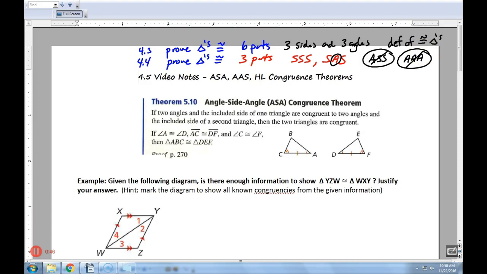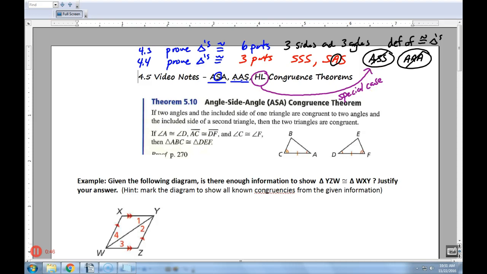Well, it turns out that there's 3 more shortcuts that all work. So the 4.5 notes, just to let the cat out of the bag: as long as you have 2 angles and a side, the order doesn't matter. You can either have 2 angles and the included side or just 2 angles and a random side, and the 2 triangles are definitely going to be congruent. And then there's also this HL theorem, which stands for hypotenuse leg, we'll go into detail in a minute, but HL is actually a special case of ASS that does work.